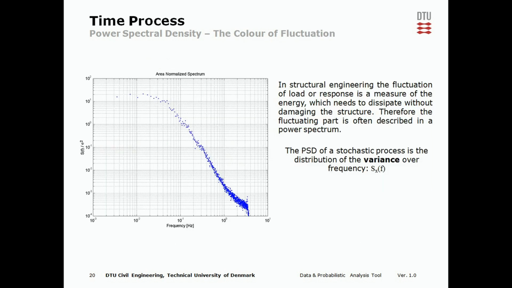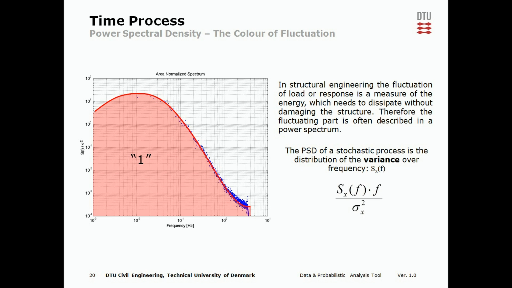If the entire variation around the mean value is constructed through combining waves of different frequency, the power spectrum is an image of how the variation is distributed over frequency. That means if we integrate the spectrum, the area underneath gives the variance of the time process we are looking at. Scaling the spectral ordinates with the variance normalizes the area underneath the spectral curve.